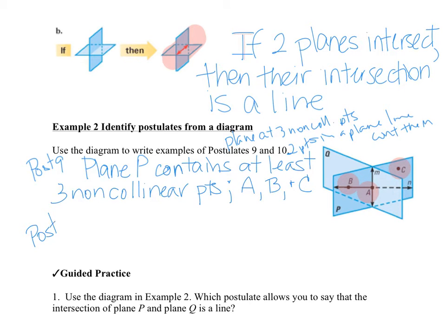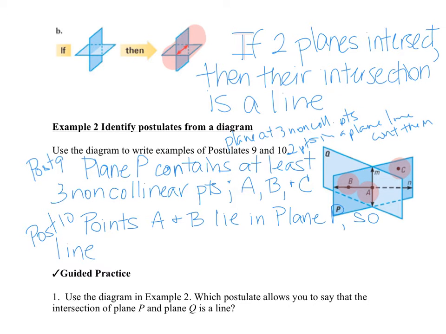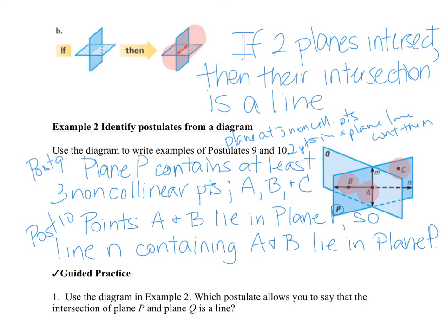Postulate 10 refers to 2 points in the plane, the line containing them is in the plane. So first I would need to find 2 points that have a line going through them. So points A and B. Points A and B lie in plane P. So the line, and you can name it AB or N, containing A and B lies in plane P. Not as much fun trying to write those out.